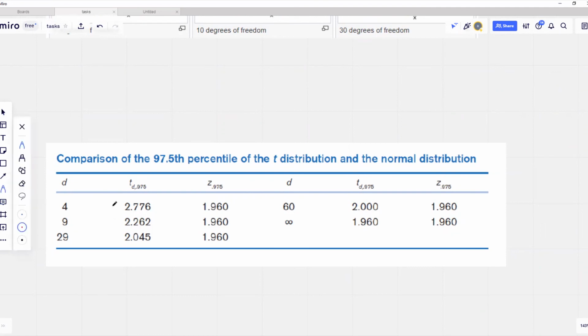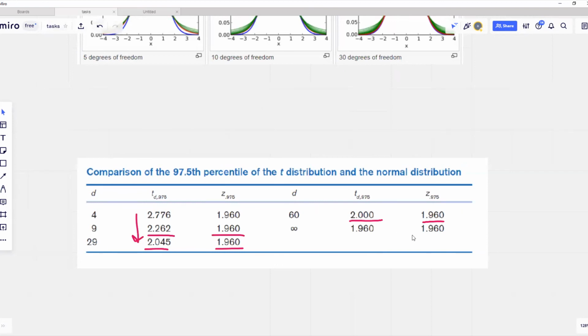And as you can see, when we increase the number of degrees of freedom, the difference between those two values decreases. When n is equal to 30, they are almost equal to each other. When degrees of freedom is equal to 60, we can see that they get even closer. And obviously, when degrees of freedom is infinity, then student t distribution will exactly match a standard normal distribution.